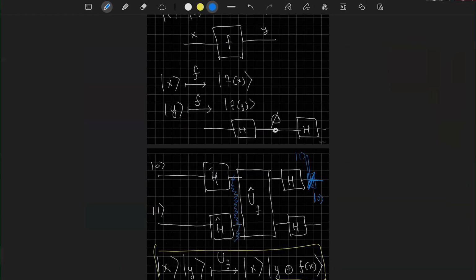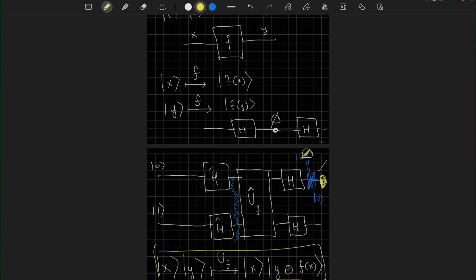So I have this detector here. If this detector clicks, the function is constant. If this detector clicks, the function is balanced. So now, at the end of this experiment, I'm back to the computational basis, something that is easy to measure. And the projective measurement is to my advantage now. Generally, projective measurement destroys the state, but now I'm using projective measurement for the readout.